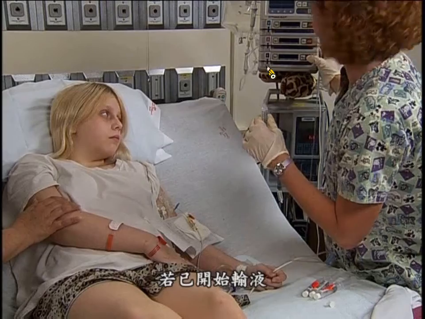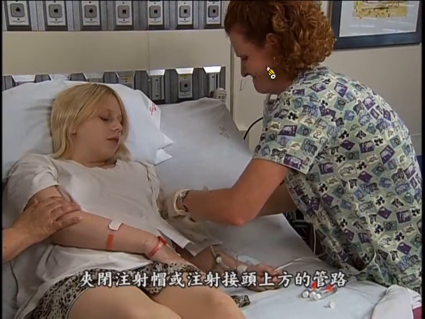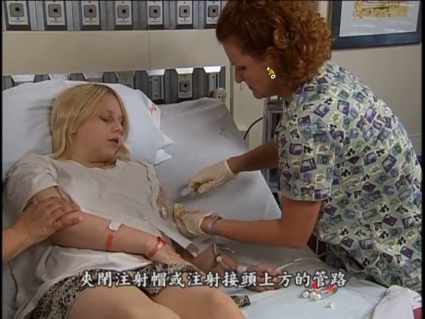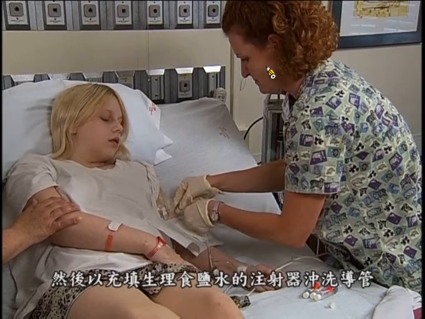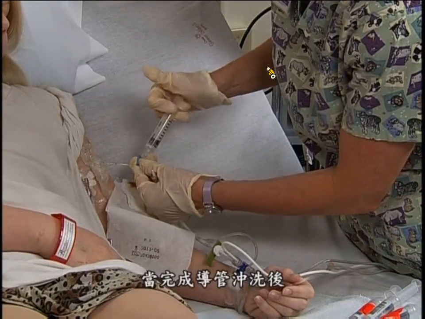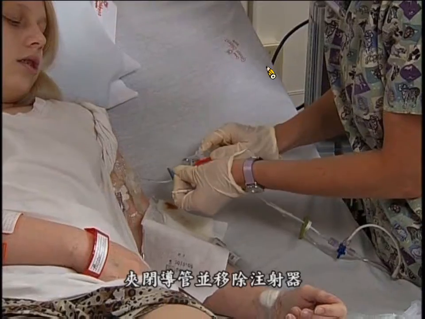If fluid is already infusing, clamp the tubing above the injection cap or port. Then flush the catheter using a pre-filled syringe of normal saline. And I'm going to flush it. When the flush is done, clamp the catheter and remove the syringe.